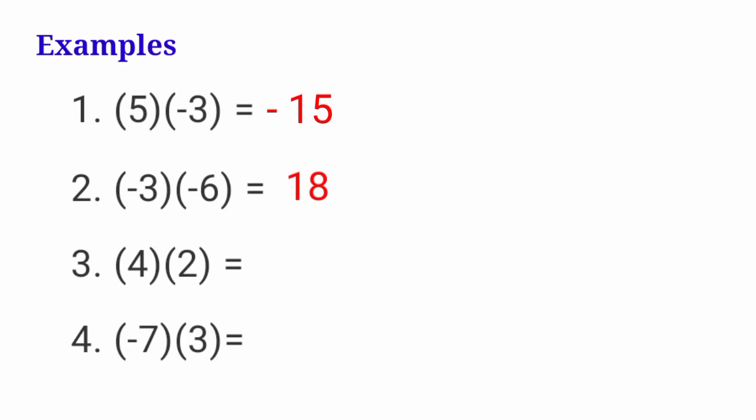Number 3, 4 times 2. This is like multiplying regular numbers. Our answer here is positive 8. And lastly, number 4, we have here negative 7 times positive 3. As you can see, our given here have different signs. Our expected result then would be negative 21.